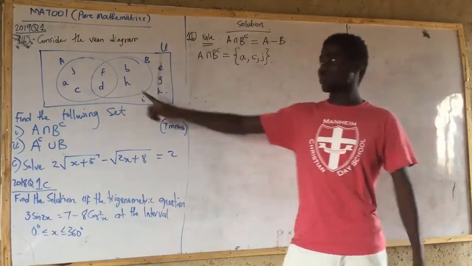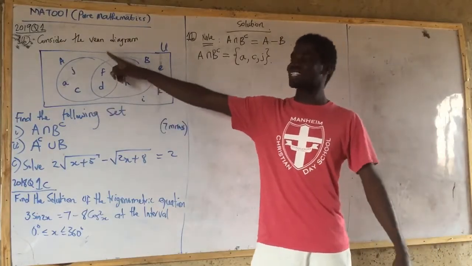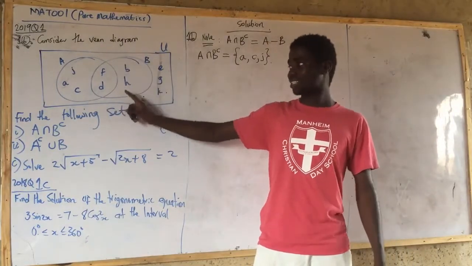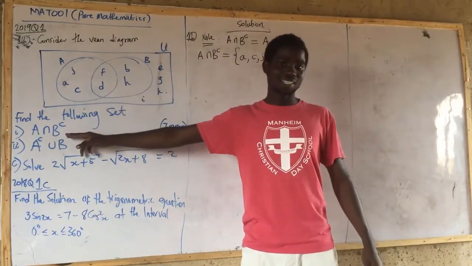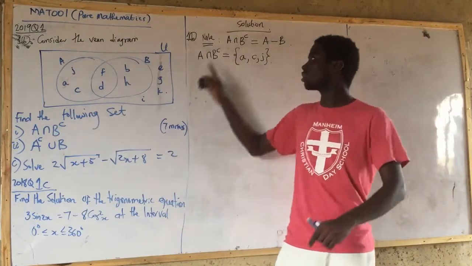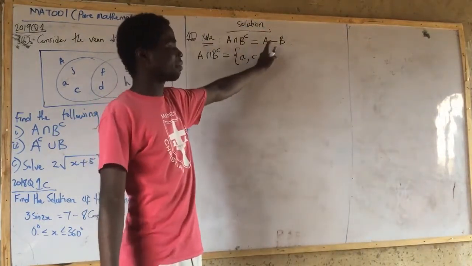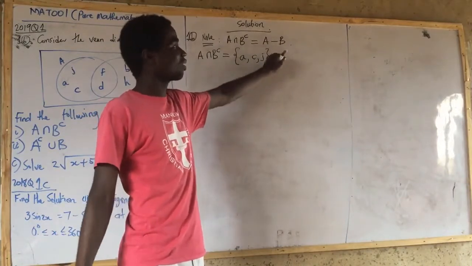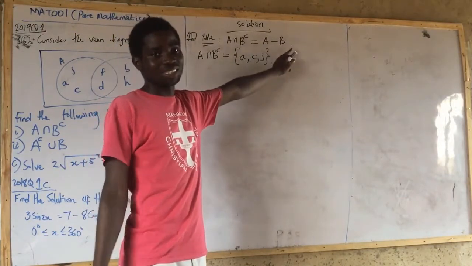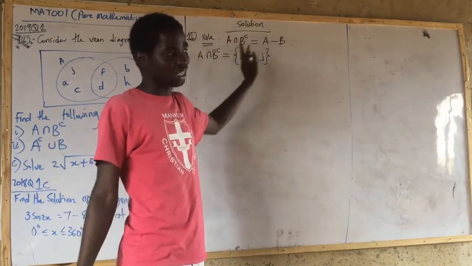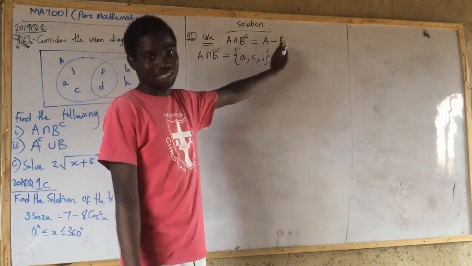Continue please. This is one big question. Let's say consider the Venn diagram. You can see that. Then now say find the following set: A intersection B complement. The first thing you need to notice when you say A intersection B complement, it's still the same thing as A minus B. And what's A minus B? This is what's in A that is not in B. That's what they want you to write. A intersection B complement means what is in A that is not in B.